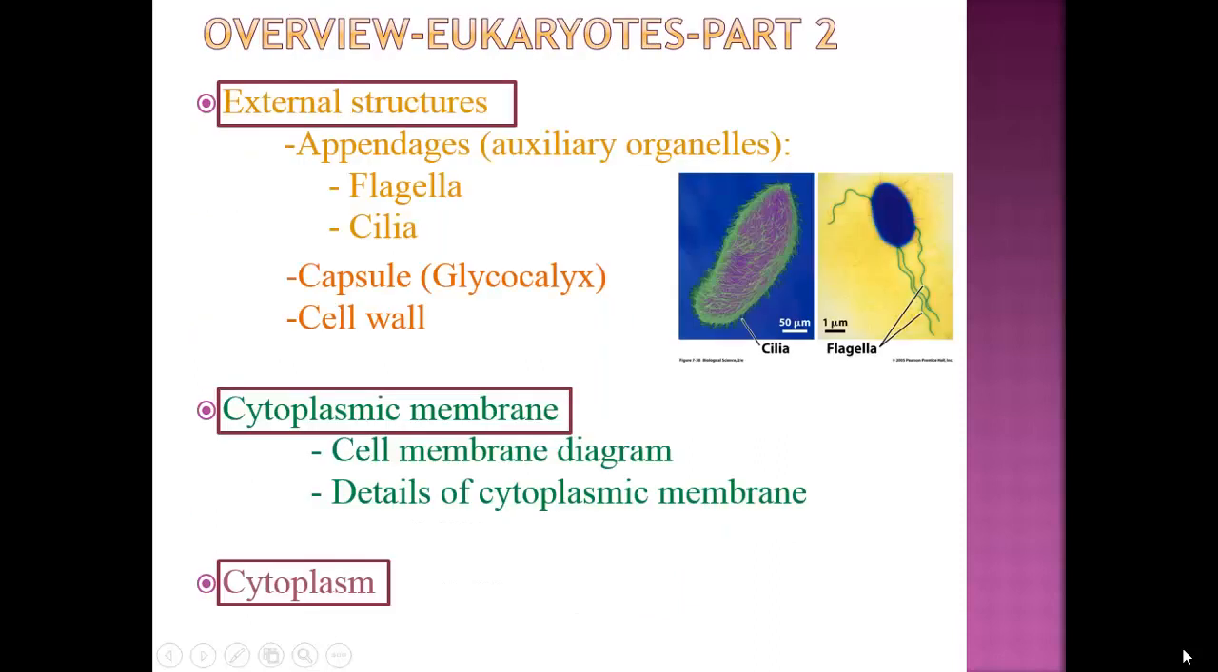Here is a brief overview of part 2. We will look at the external structures of eukaryotes, starting with the appendages or auxiliary organelles, which are the flagella and the cilia. Next, we'll study the capsule and the cell wall, then the cytoplasmic membrane, and finally the cytoplasm. We will mainly focus on structure, composition, and function for each of these items.